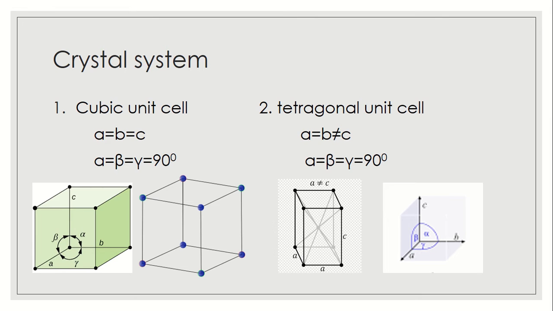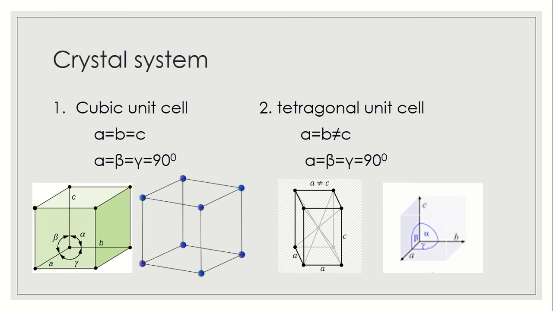The cubic unit cell. In the cubic unit cell, you can see A is equal to B, which is equal to C. So all edges are equal, and the angles alpha, beta, gamma are equal to 90 degrees. They are mutually perpendicular to each other.